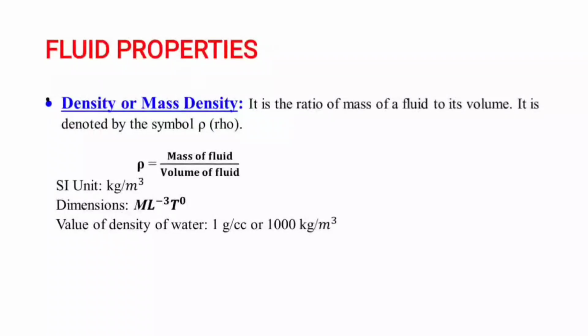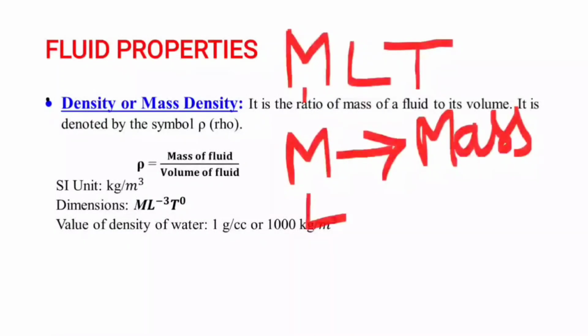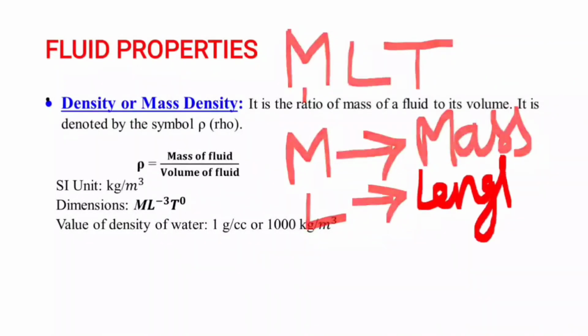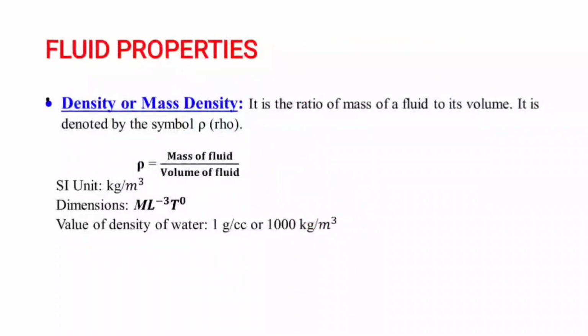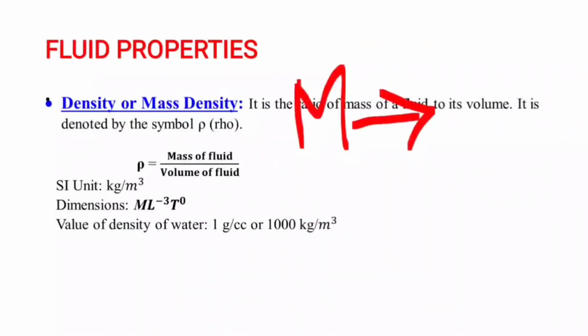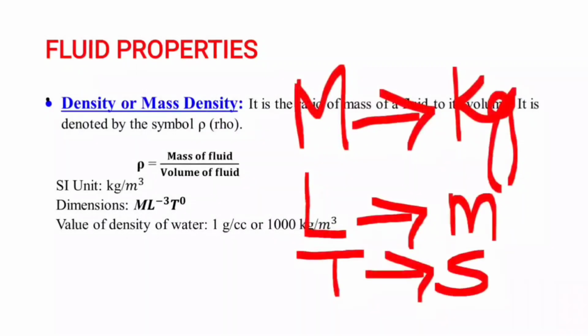Okay, dimensions. How to write dimensions? Based on the unit only, you write dimensions. Dimensions are written in MLT form. Here M refers to mass, L refers to length, T refers to time. The unit of mass is kg, the length unit is meter, and the time unit is second.